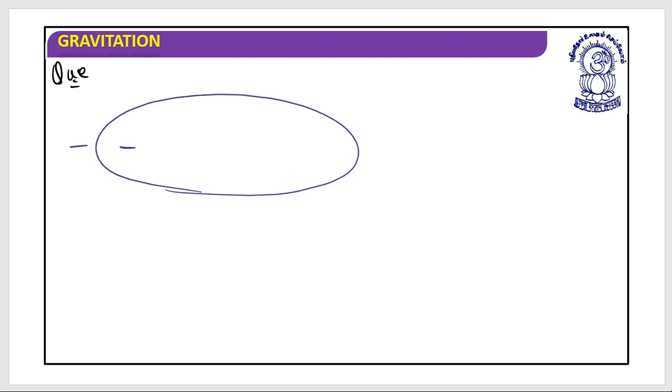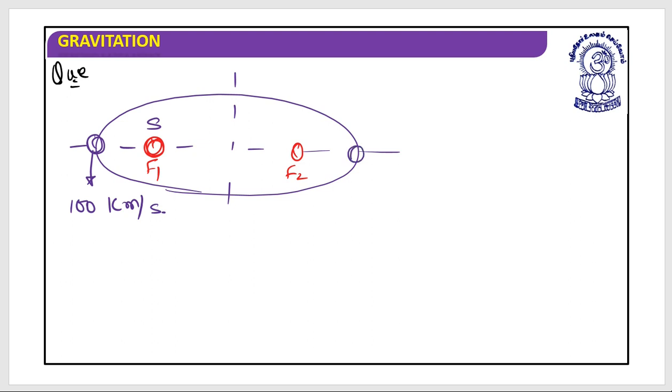A situation is something like this. Let's suppose this is the central body at focus 1 and this is focus 2. Let's call it the sun. This is a purely hypothetical situation. A planet is there and it is moving in this direction with a speed of, let's say, 100 kilometer per second. They have asked what is the velocity at this position.